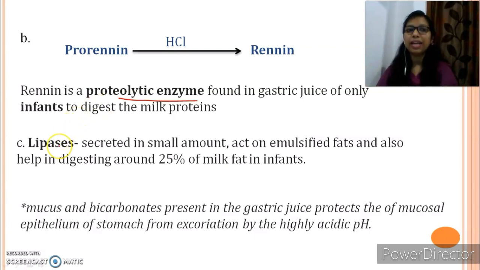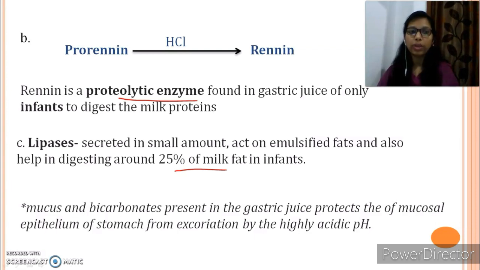Okay, then lipases, they are also secreted in very small amount, and they act on emulsified fats, means they help in the breakdown of fats, and in infant they help in digesting around 25% of milk fat. Okay, means the infant when they consume milk, the milk consists of proteins and fats. The proteins get digested with the help of renin, and the fats are digested with the help of lipases.